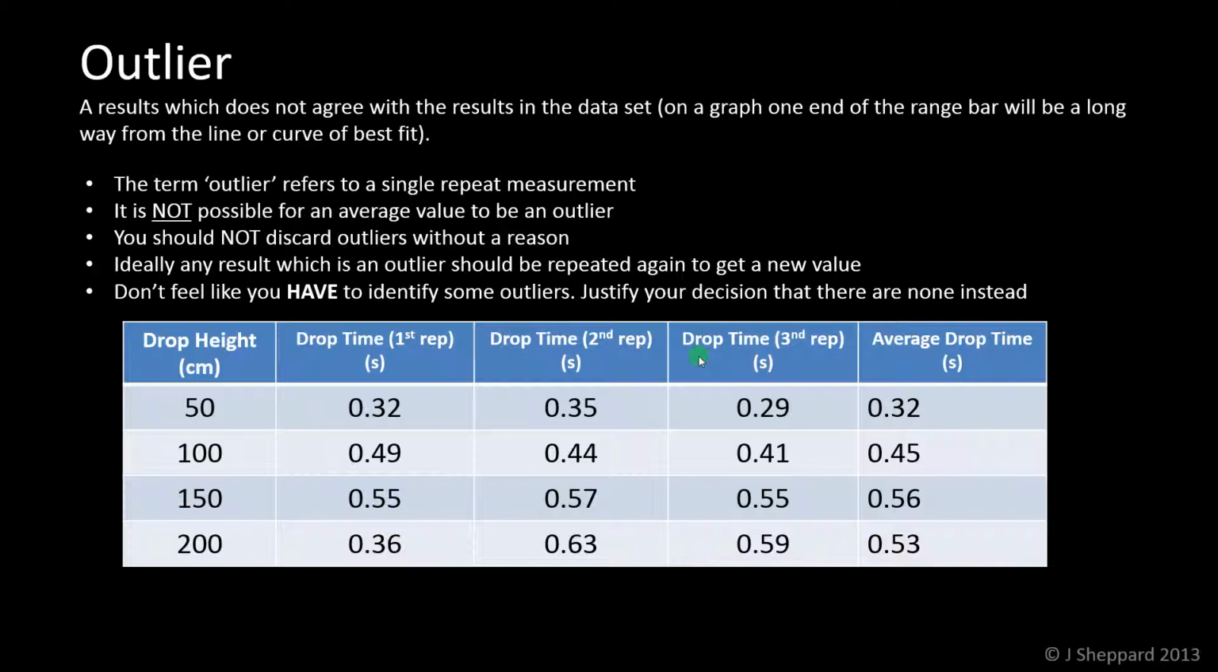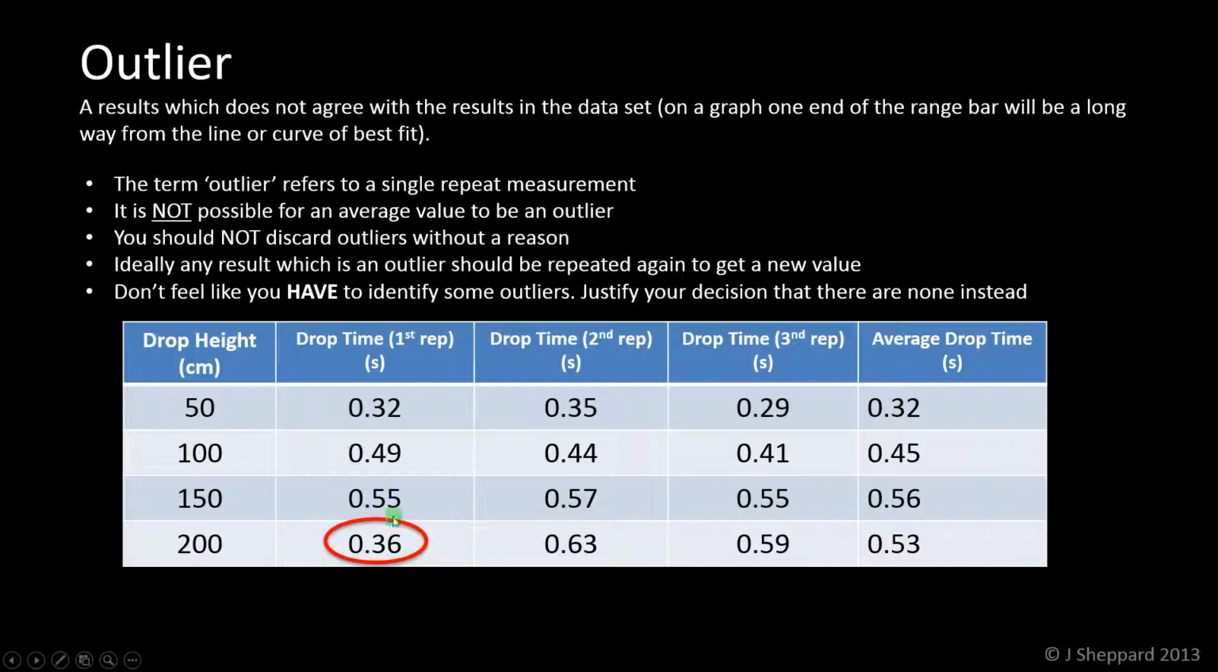And if you have a look around, the 50, 100, and 150 height drops, the results seem reasonably consistent. Okay, some people would be tempted to say that this third one for the 50 centimetres, the 0.29, is an outlier, and we'll come back to that in a second. I don't agree with that at all. The obvious one is the first result for the 200 centimetre reading. Okay, there it is.